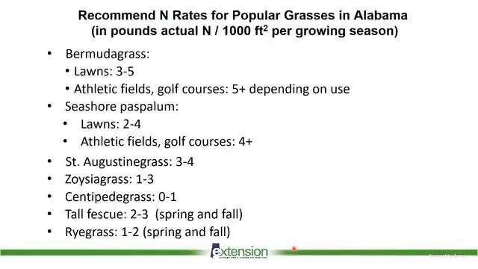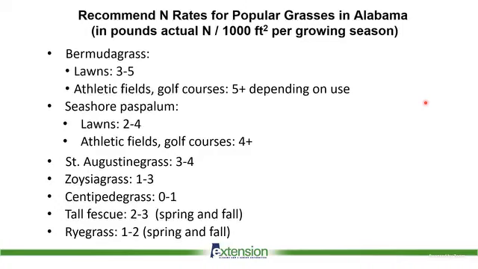This right here, I've shown it before many times. I'm not going to spend a whole lot of time talking about quantities of nitrogen that we recommend for different grass growing situations. But for the popular grasses that we see grown in the state of Alabama, these are my current recommendations for pounds of actual N per 1,000 square feet of turf per growing season for these different grasses. Okay, so for grass lawns, 3 to 5, athletic fields, you can get really high, and golf courses on a putting green, depending on use.